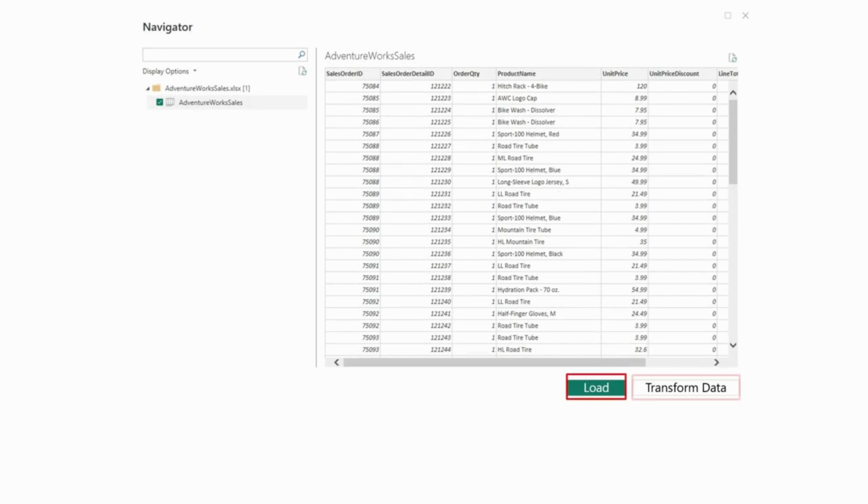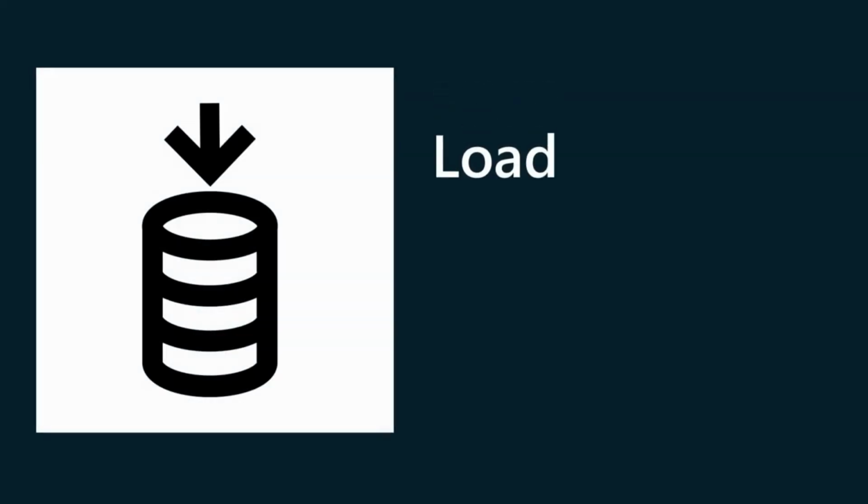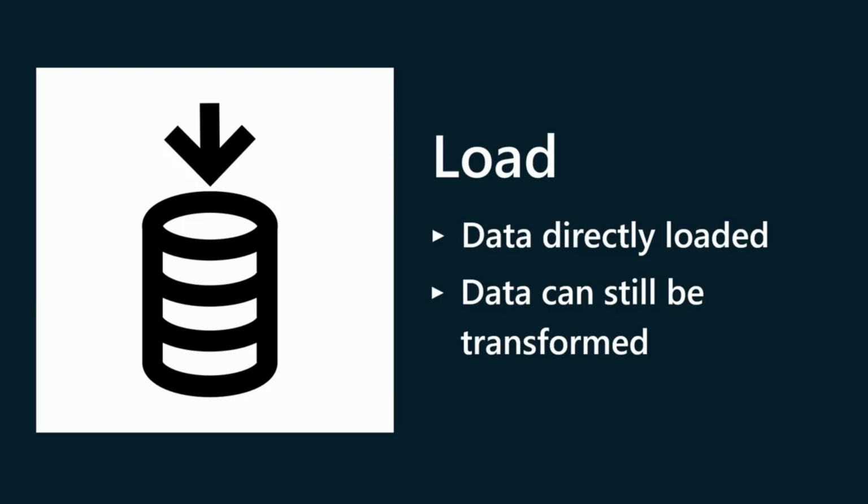There are two main ways to load data in the Power BI user interface: load and transform data. Let's look at each option a bit closer, starting with load. With the load option, data is loaded directly into the data pane in Power BI. If you choose to load data directly, you can still transform the data at a later stage.